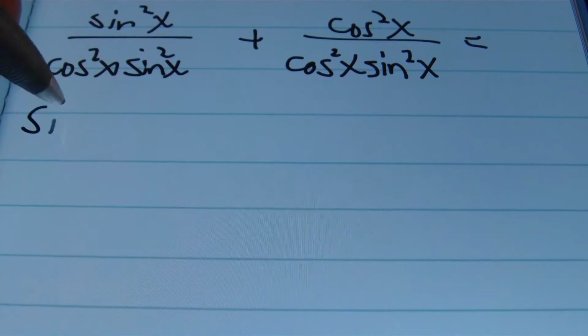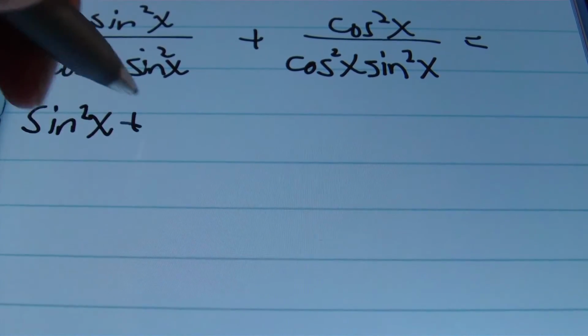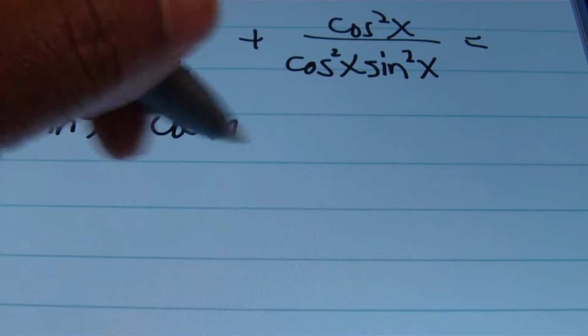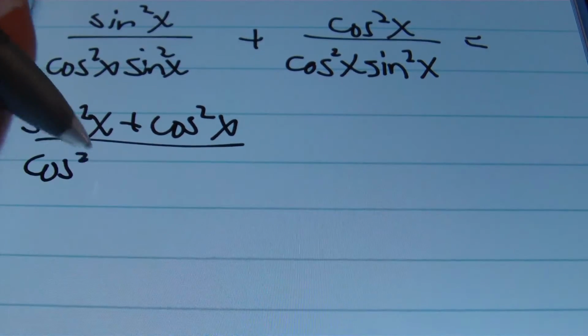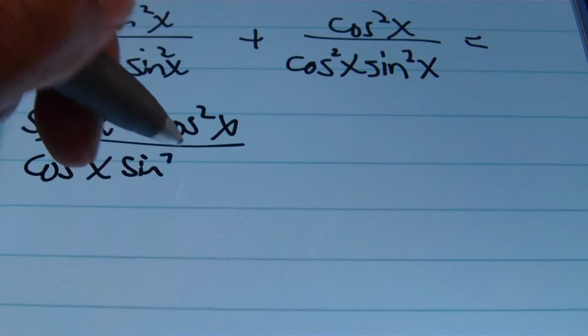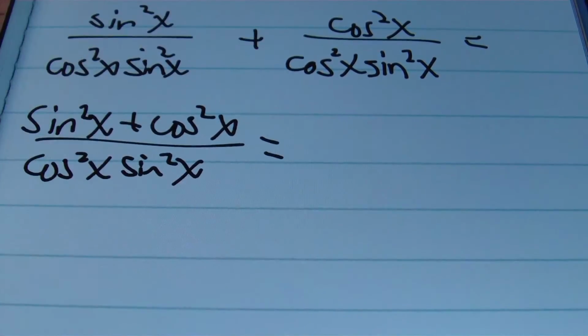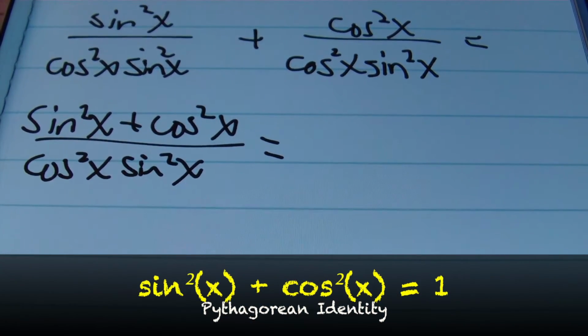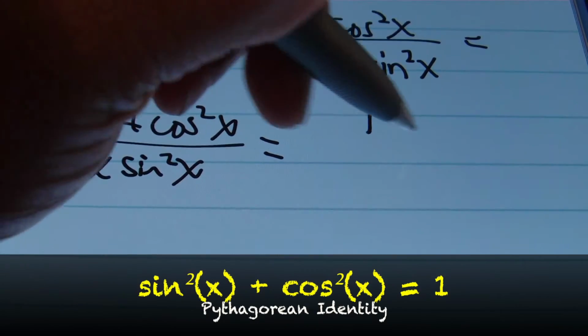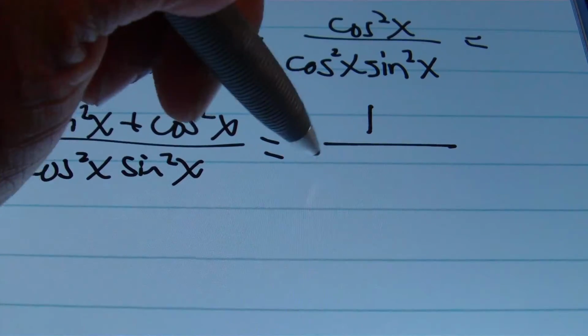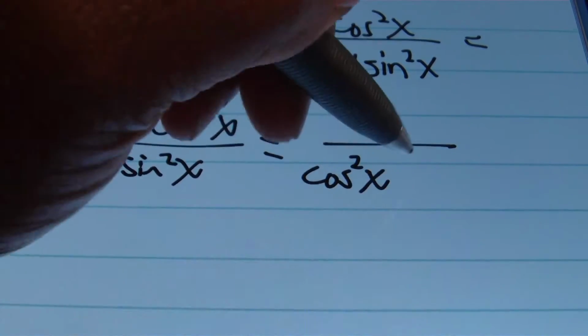So this gives us sine squared x plus cosine squared x, all divided by cosine squared x times sine squared x. Well, your numerator is a Pythagorean identity. Sine squared x plus cosine squared x is always equal to 1, and that's going to be over your cosine squared x times sine squared x.